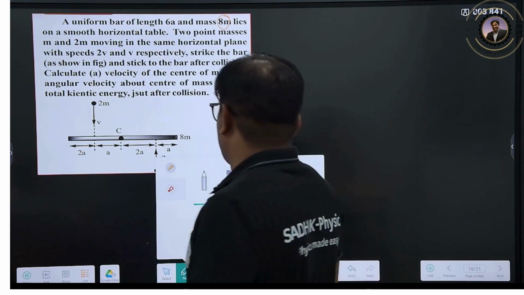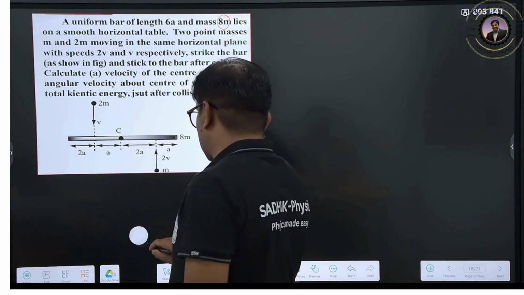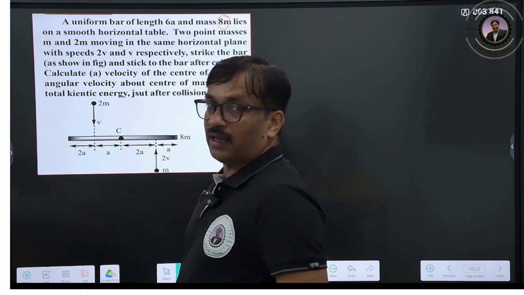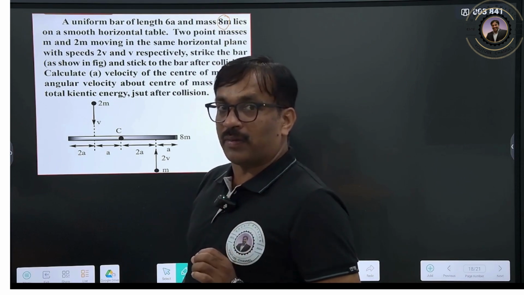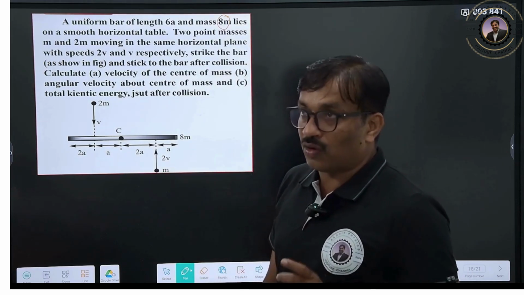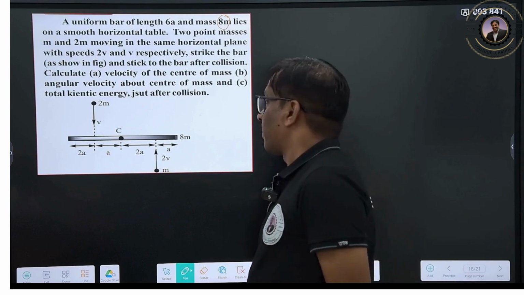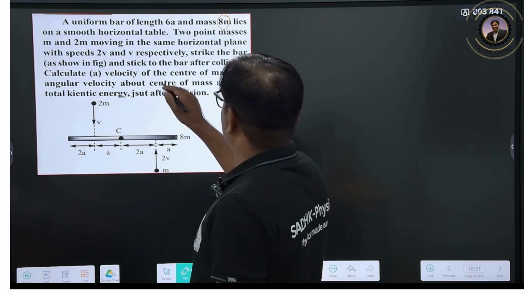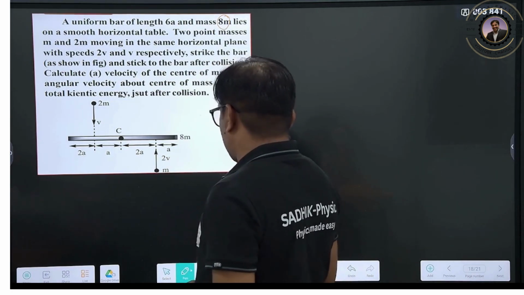First of all you have to check whether it is undergoing translatory motion or not. Translatory means momentum, rotational means angular momentum. Translatory means force, rotational means torque. Clear? Keep in mind. So first of all you have to calculate the velocity of the center of mass of the total body.